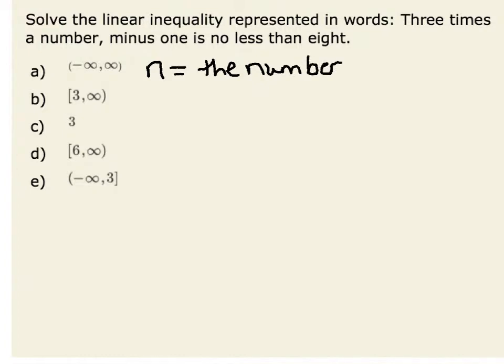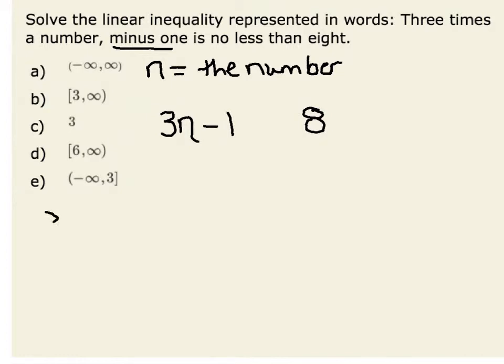Now we can translate the words into an algebraic statement. We know that 3 times a number can be represented as 3 times n, or 3n. So 3 times a number minus 1, so we'll take 3n and we'll subtract 1, is no less than 8. Now we need to interpret what does no less than 8 mean in terms of our inequality symbols.